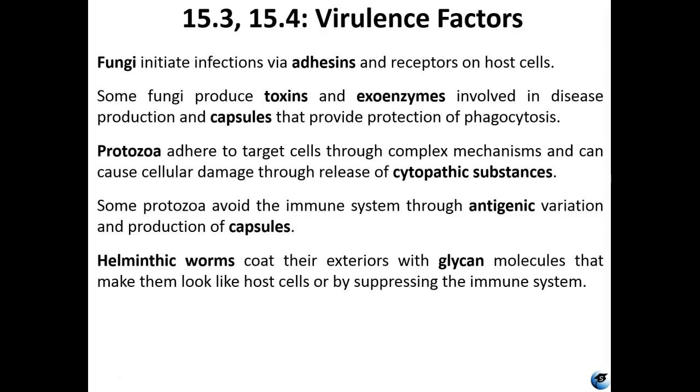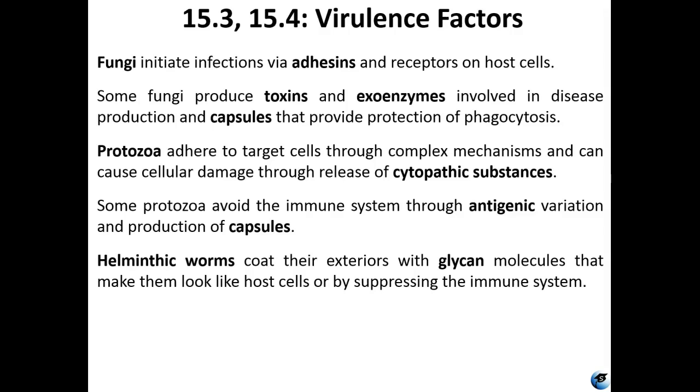Some fungi can make toxins and exoenzymes, and they can produce capsules. So fungi can do a lot of things in order to evade the immune system and to improve their ability to adhere to and invade host cells. Protozoa adhere to target cells through complex mechanisms that can cause cellular damage and release cytopathic substances. They can avoid the immune system through antigenic variation and produce capsules. See, so again, you have another example where they have different ways to increase their virulence.